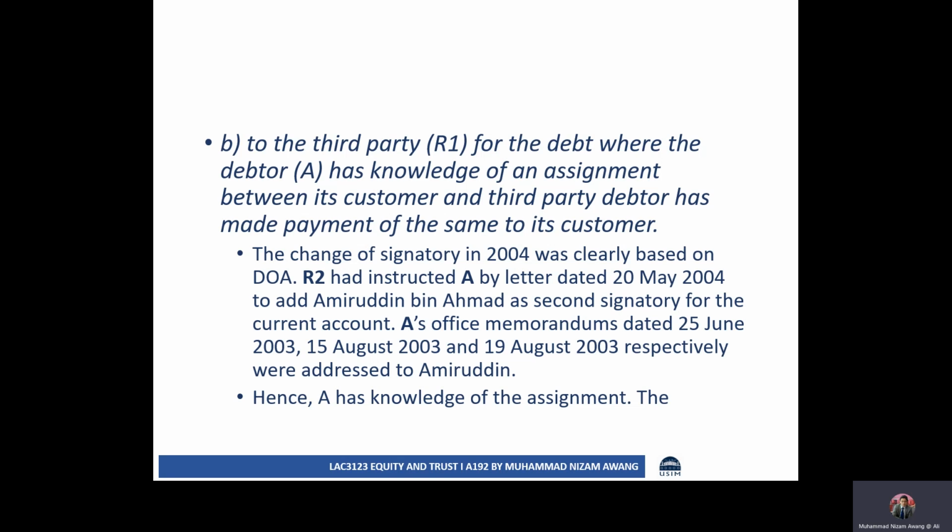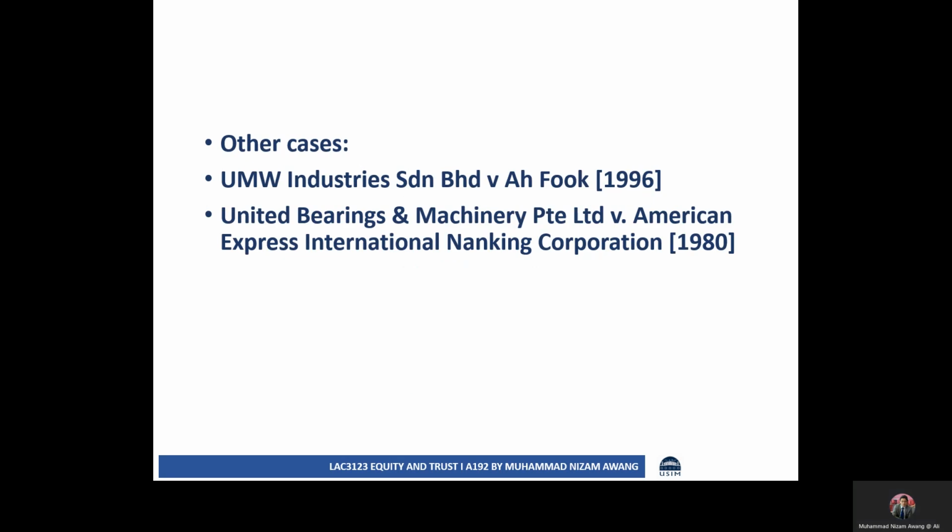So based on these events, you can say that the bank, the appellant, has knowledge of an assignment between the first respondent and the second respondent. The court held in this case that the appellant had knowledge of the assignment. That's all for equitable assignment.